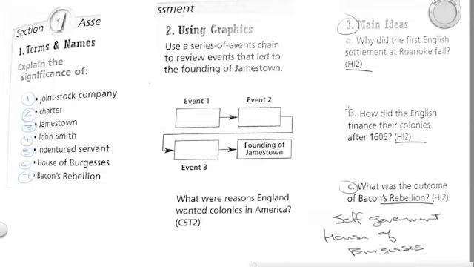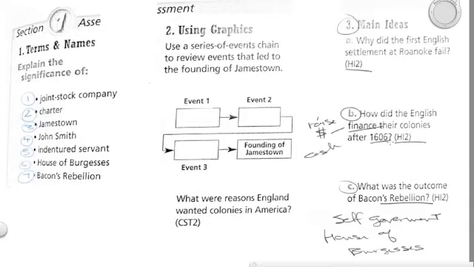So, let's move on to 3B. In 3B, we have how did the English colonies finance their colonies after 1606? And finance means to raise money or cash.